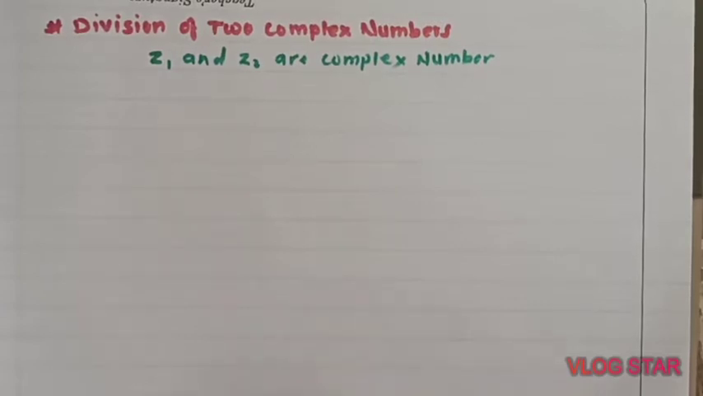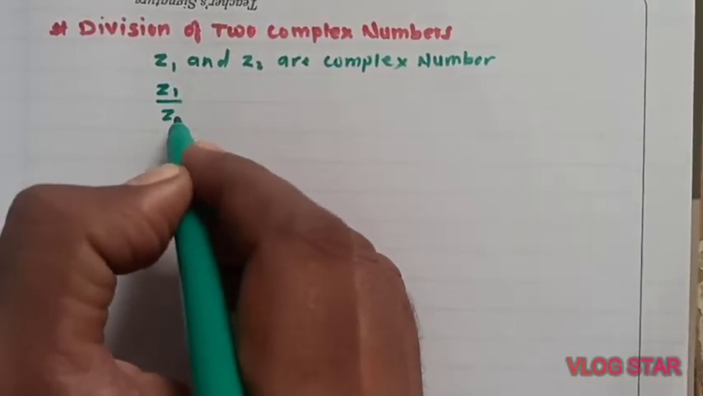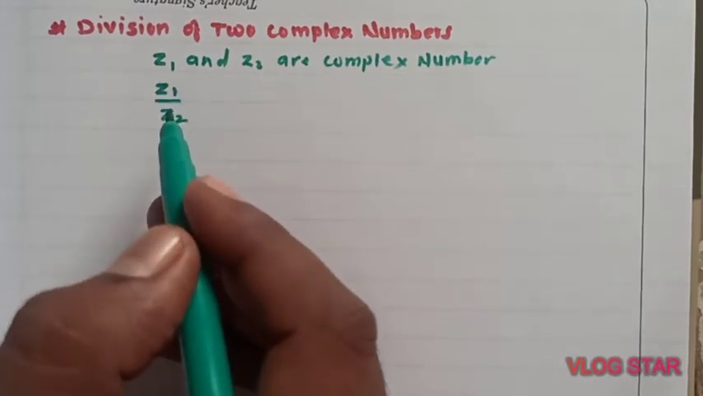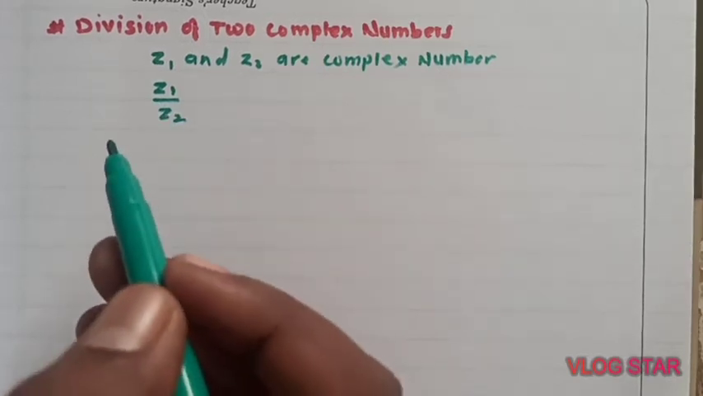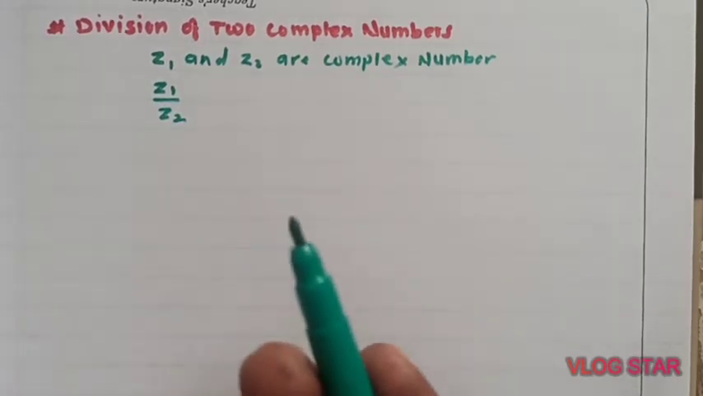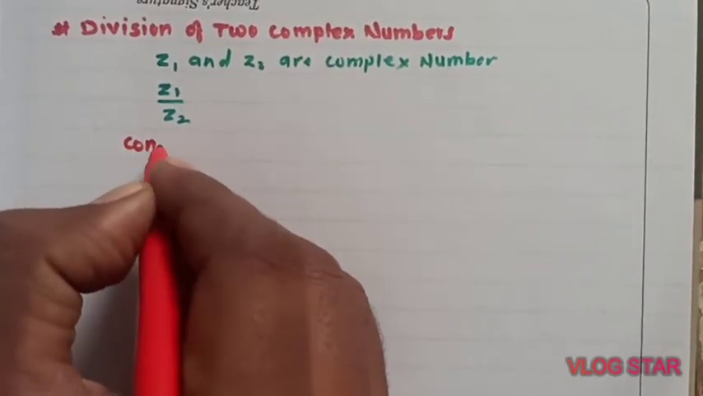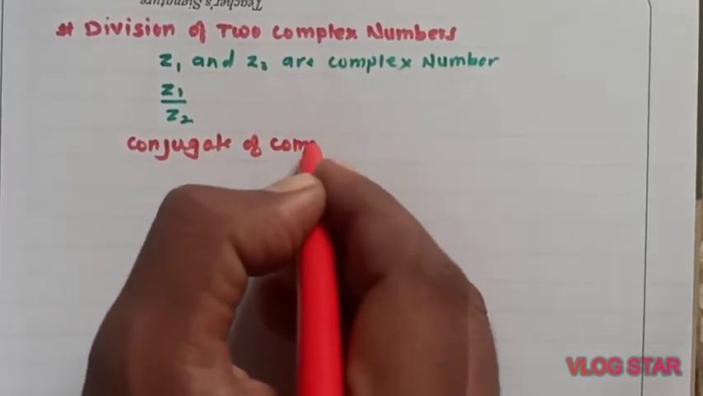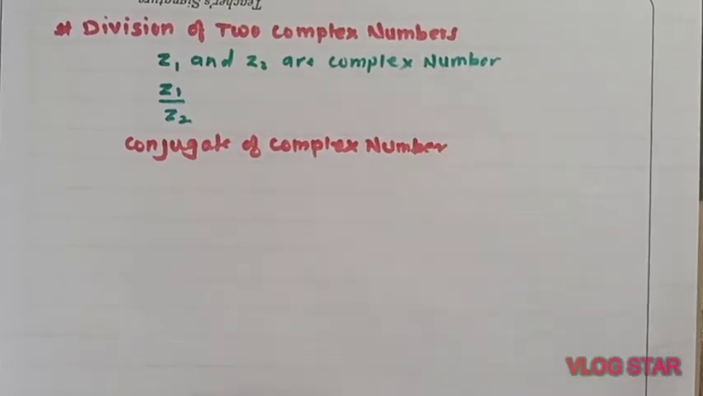If Z1 and Z2 are two complex numbers, then division of two complex numbers is defined as Z1 by Z2. Now the question arises how to find this division, how to find the ratio of these two complex numbers. That we will discuss. Before that we should know the conjugate of a complex number. What is a conjugate? It is a simple thing.